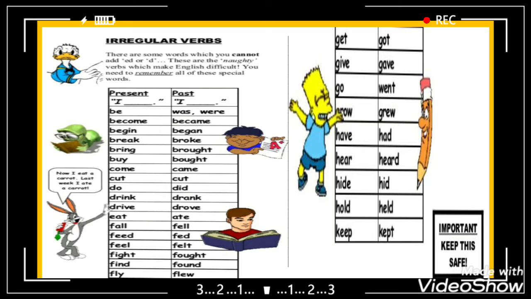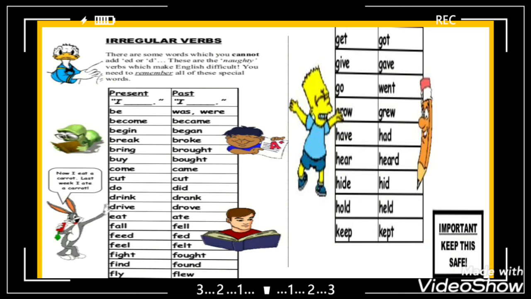Be, verb to be, in the past, was or were. Become, became. Begin, began. Break, broke. Bring, brought. Buy, bought. Come, came. Cut, cut, the same. Do, did. Drink, drank. Drive, drove. Eat, ate. Fall, fell. Feed, fed. Feel, felt. Fight, fought. Find, found. Fly, flew. Get, got.